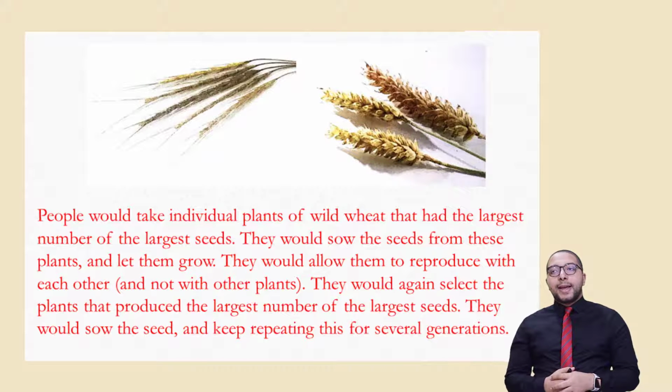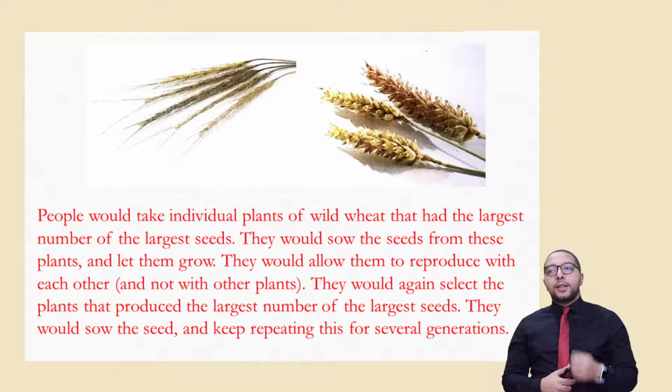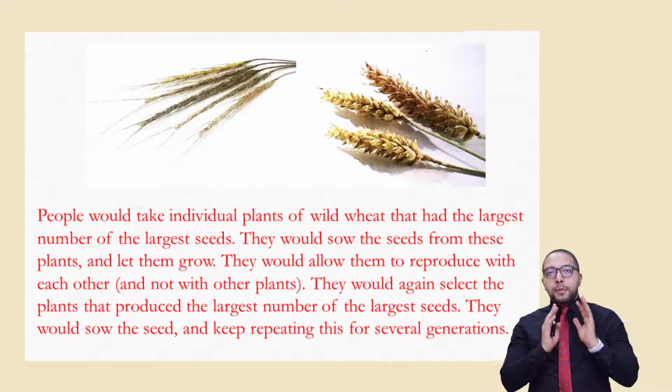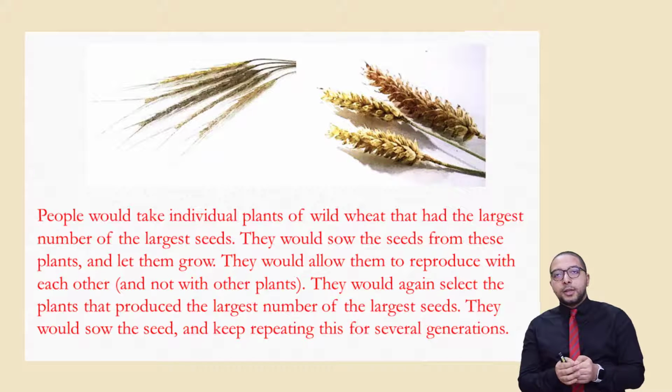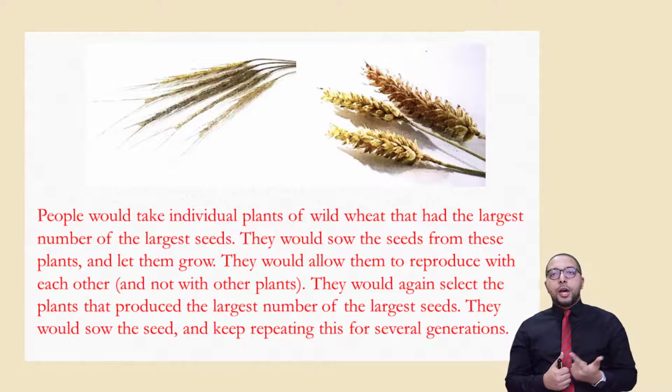Then they would again select the plants that produced the largest number and the largest seeds, and they would sow the seeds and then repeat the same experiment again. So they make sure that the offspring that has the largest and the highest number of grains is going to reproduce again to produce more plants, and so on. By repeating this process over several generations, we're going to change the whole plant, as you have seen in the wheat experiment.